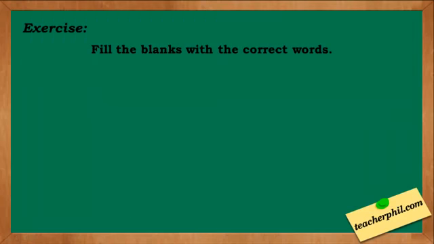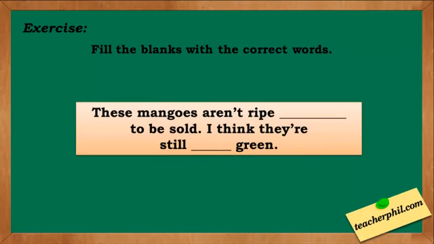For our exercise, fill the blanks with the correct words. The first one: these mangoes aren't ripe blank to be sold. I think they're still blank green. The correct answers are enough and too. These mangoes aren't ripe enough to be sold. I think they're still too green.